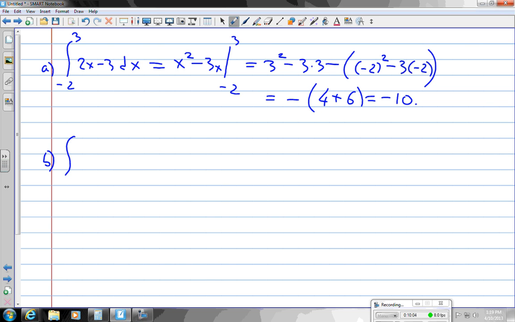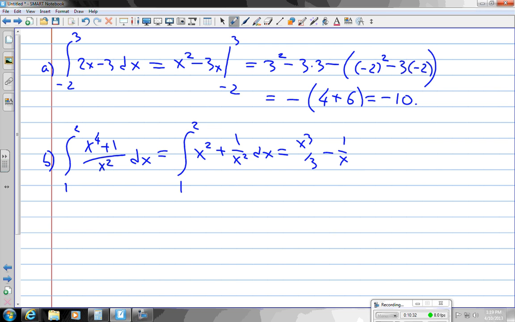On the next one, the trick was to realize that we have to divide by x squared. If you divide both terms by x squared, you get x squared plus 1 over x squared. And then do the integral. Otherwise, you cannot do that. So the integral of x squared is x cubed over 3. The integral of 1 over x squared is negative 1 over x. Is that okay? So then plug in the numbers, and you get something out of it.